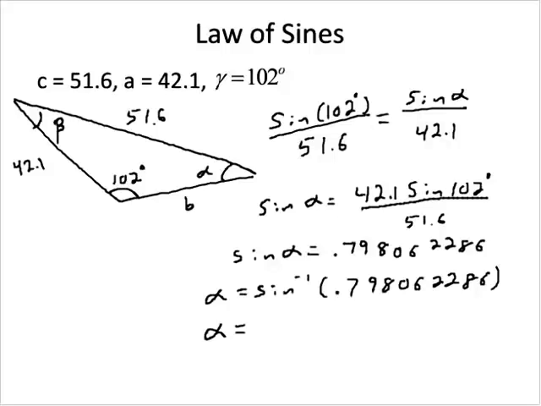So alpha has got to be, well, my calculator tells me it's going to be 52.945 something something something. I'm going to round that off to 1/10 of a degree, so I'll say it's 52.9 degrees. That is alpha.